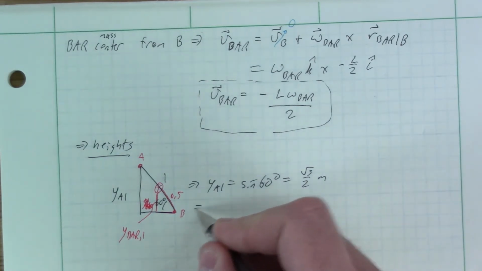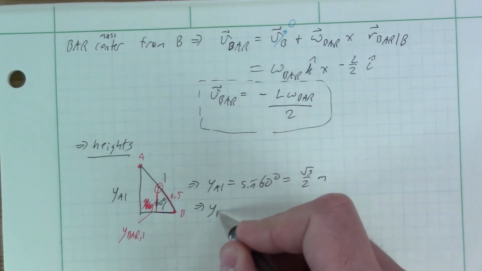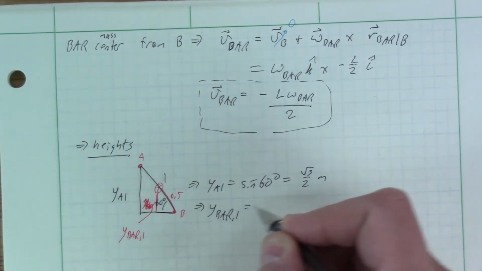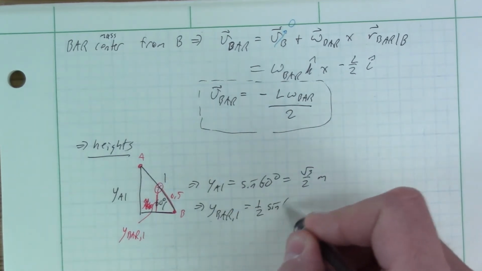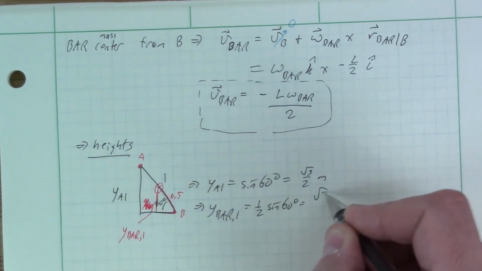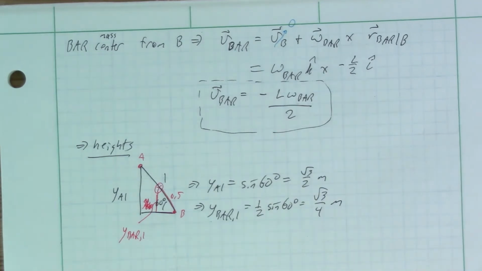Okay, so we have y bar 1 is now going to be a half, because the hypotenuse there is a half, times sine of 60 degrees. Well, that's just root 3 over 4 meters.